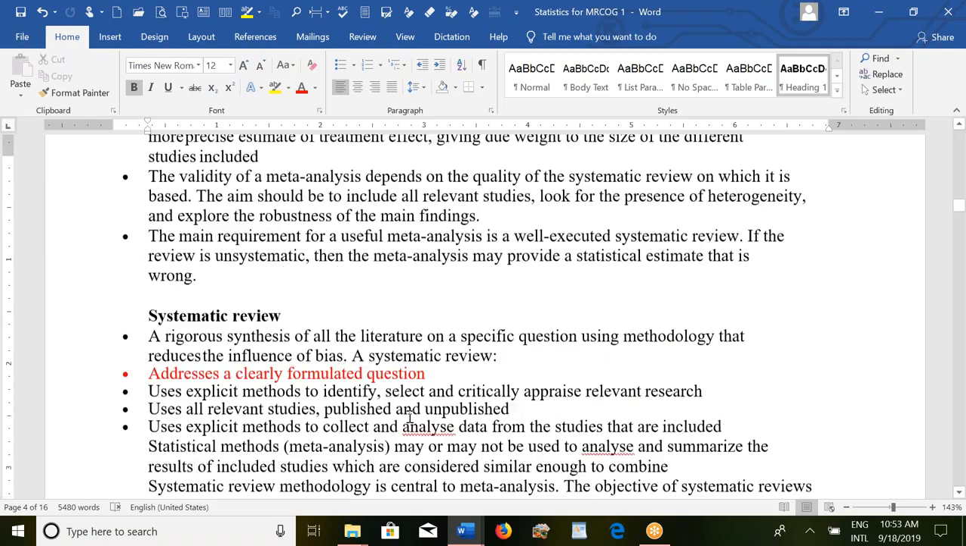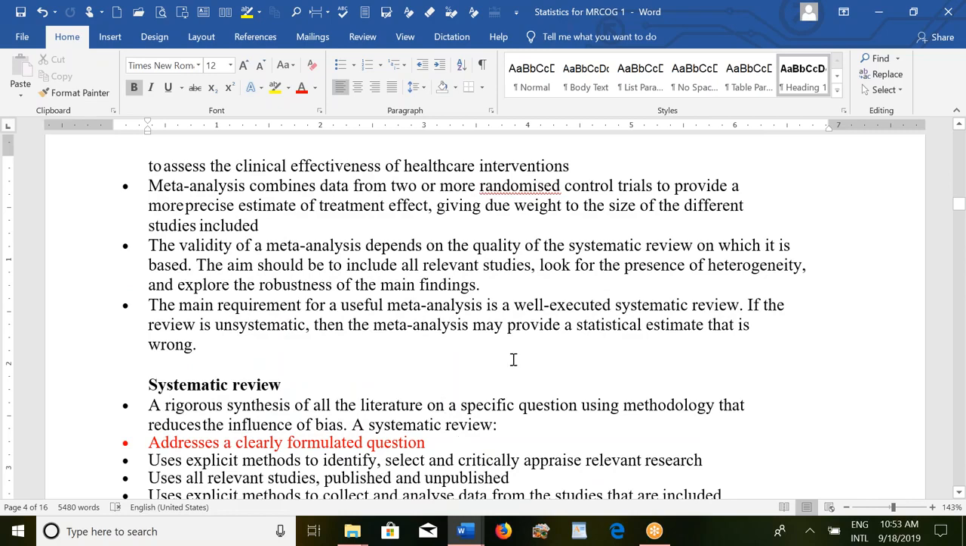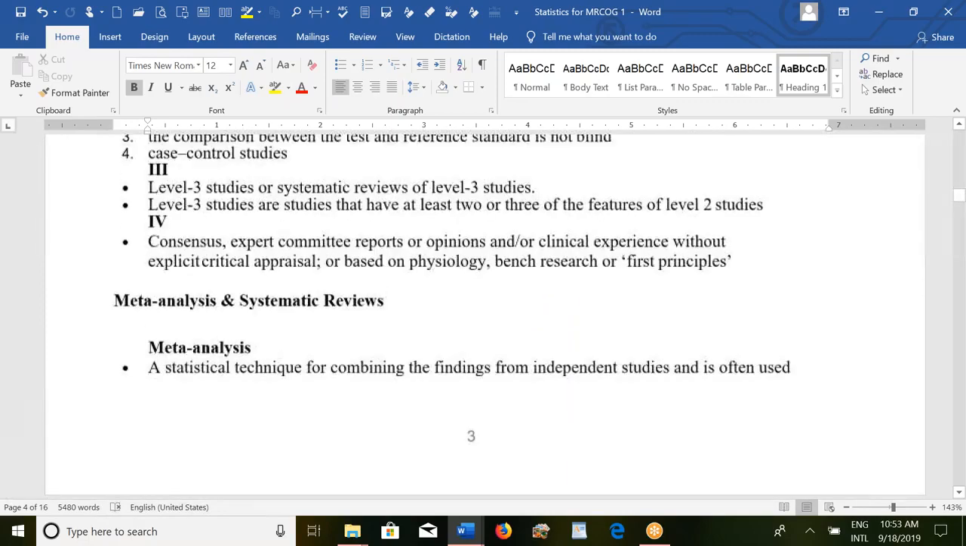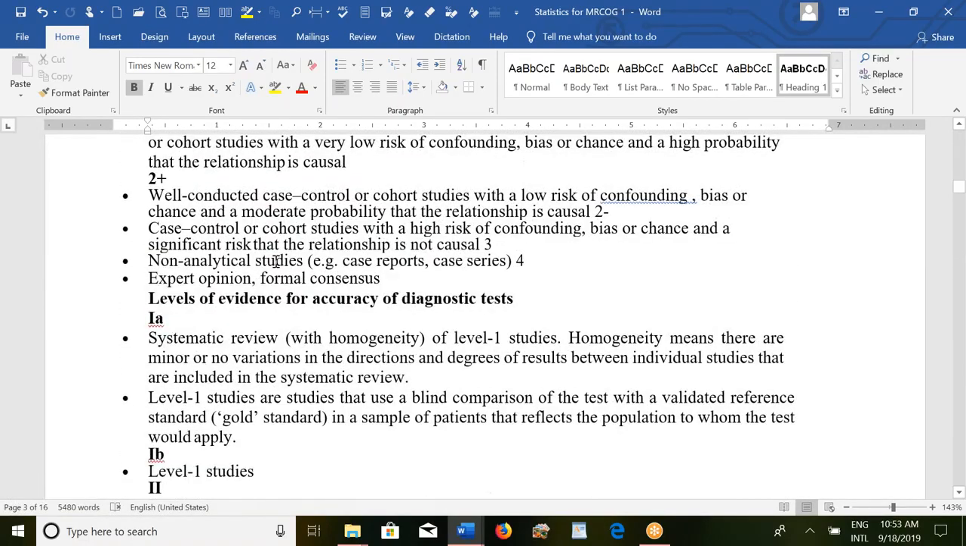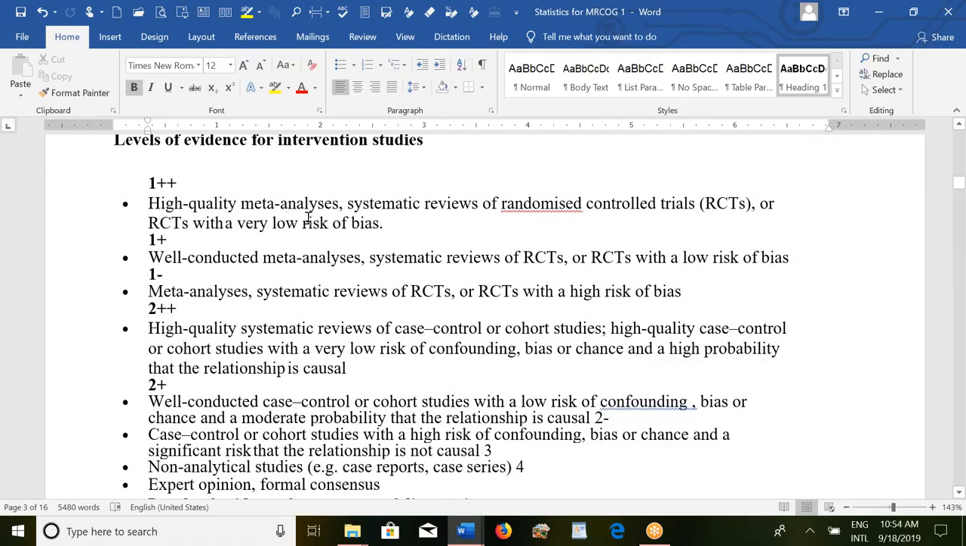But when you combine all studies and take the best evidence for that question, then it becomes a meta-analysis. That's why meta-analysis is at the highest level of the evidence. Here it is, 1++, high quality meta-analysis. So that is clear. Now what is 1+? Well conducted meta-analysis, systematic reviews of RCTs, or RCTs with a low risk of bias. Here it was high quality, here well conducted, so a bit less reliable than 1++.